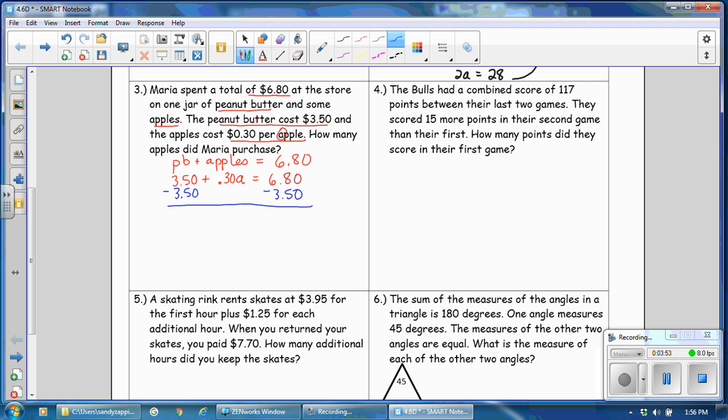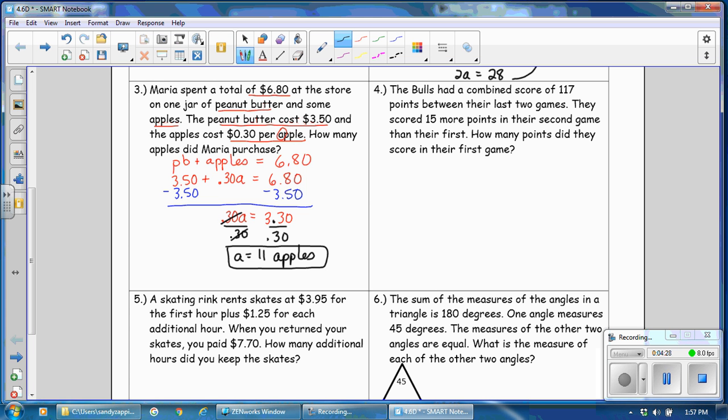That gives us 0.30A. And when you take away the cost of the peanut butter, that leaves you with the cost of the apples, and that's $3.30. Then divide by 30 cents per apple, and that will tell you how many apples Maria purchased. And the answer is 11 apples. 3.30 divided by 0.30 equals 11 apples.